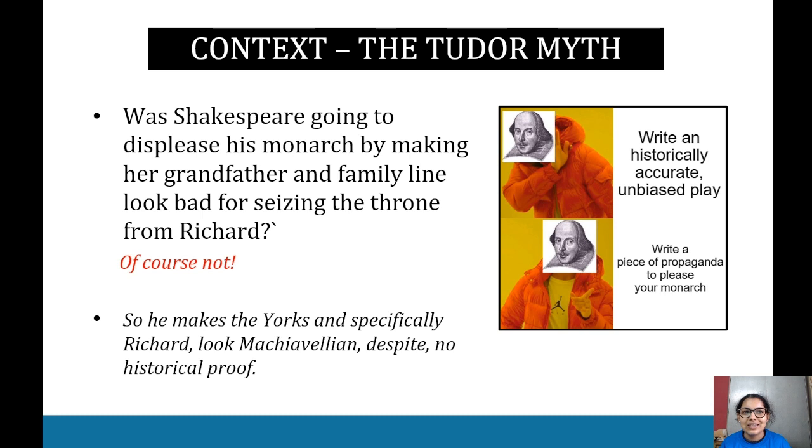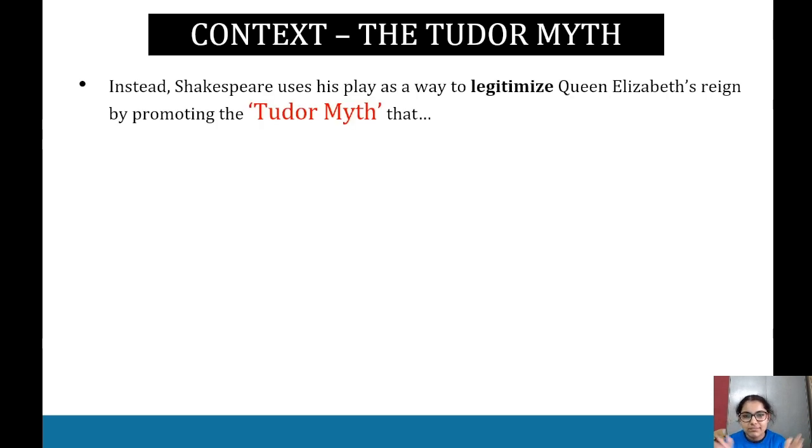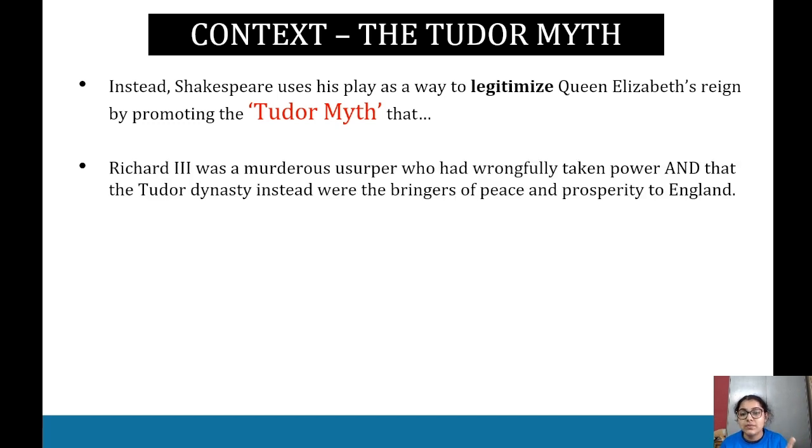But once you get an insight into the context and you're like, whoa, wait a second, it's all false. He's painted Richard in that light. He's just trying to please his monarch. It gets so exciting to study. So now, Shakespeare uses his play as a way to legitimize Queen Elizabeth's reign by promoting the Tudor myth. So let's focus on the Tudor myth, that Richard III was a murderous usurper who had wrongfully taken power.